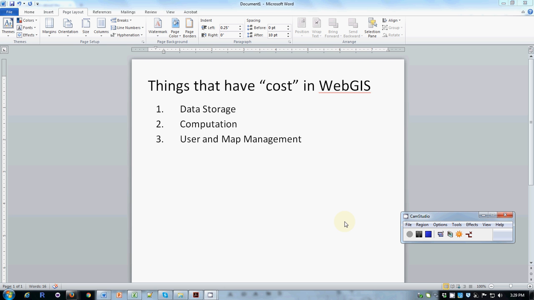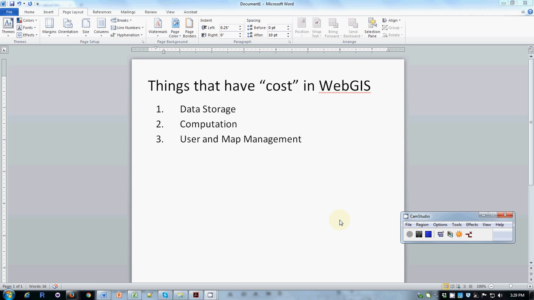And if I were to try to store way too many data sets in the cloud, even using my campus license, eventually I'd reach a limit and I would have to find some way to pay more money or get more credits, as they call money in the internet world. So there are things that have a cost in WebGIS.